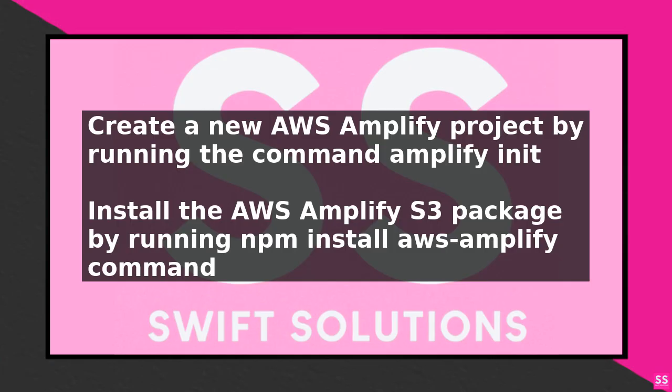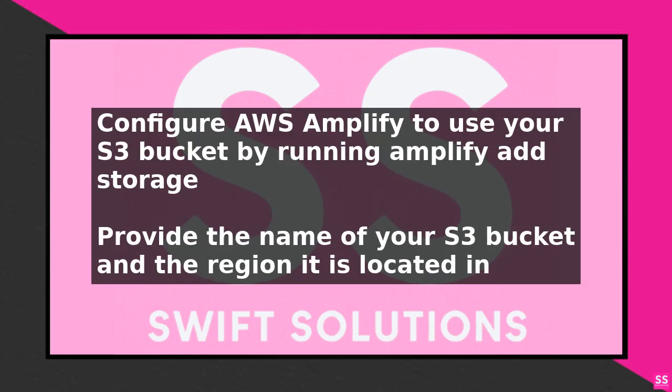After configuring S3, you can use the AWS Amplify S3 API to upload and download files from your S3 bucket. To upload a file, use the put command. For example, amplify S3 put filename.txt. To download a file, use the get command. For example, amplify S3 get filename.txt.